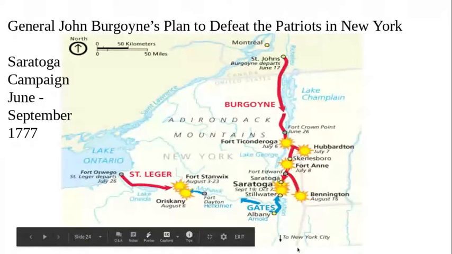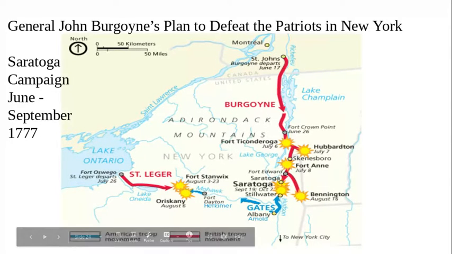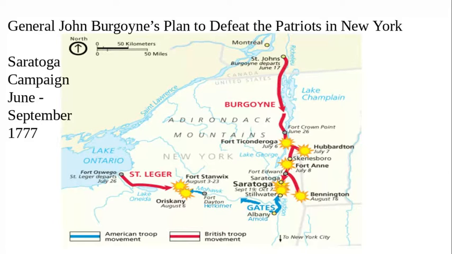And General Clinton down in New York is going to come up the Hudson, and 3 armies are going to converge at Albany. At least that's Burgoyne's plan. It didn't go very well. First of all, you can see there is no 3rd army that comes up here. St. Leger gets defeated at Oriskany, turns back to the fort, has to save his army by retreating.